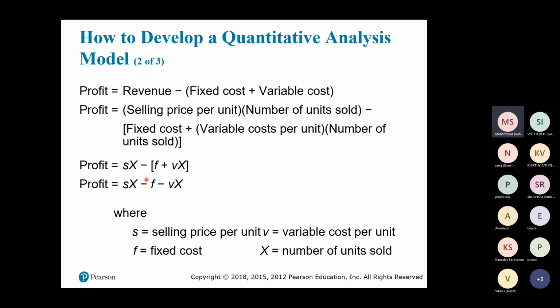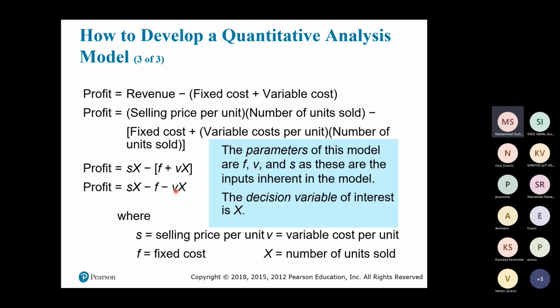And now we can open the bracket. So now profit is equal to SX minus F minus VX. So this is one of the mathematical models. So profit is equal to SX minus F minus VX. This is one of the mathematical models that we can use to solve for profit from the business. So this one is the mathematical model.